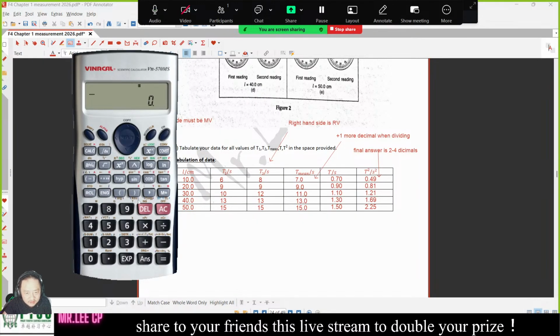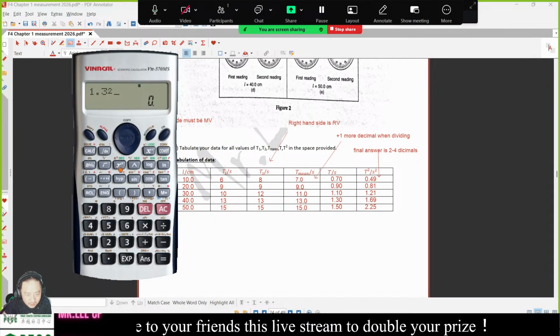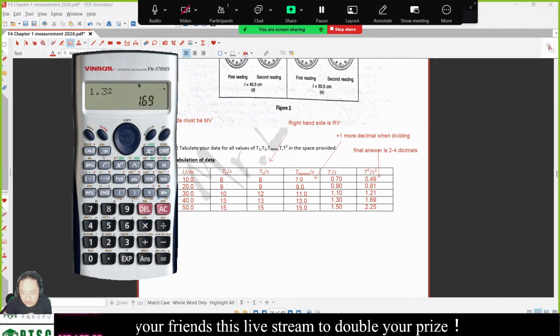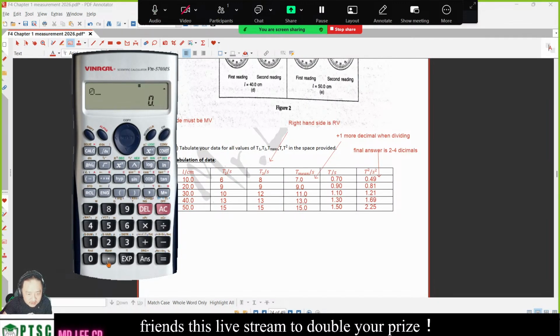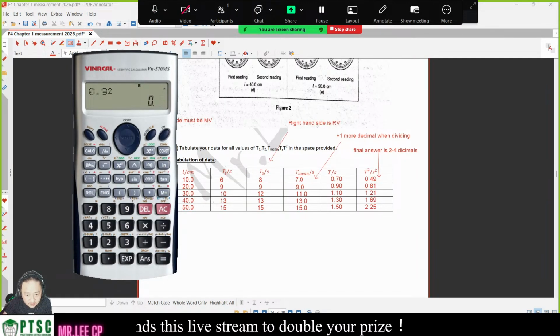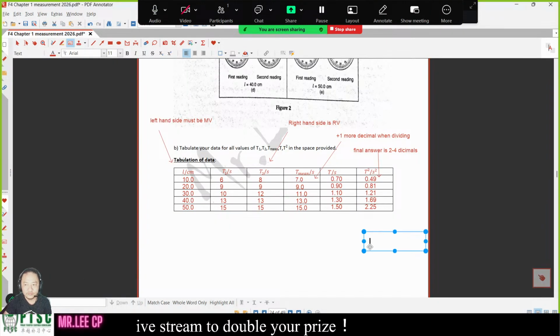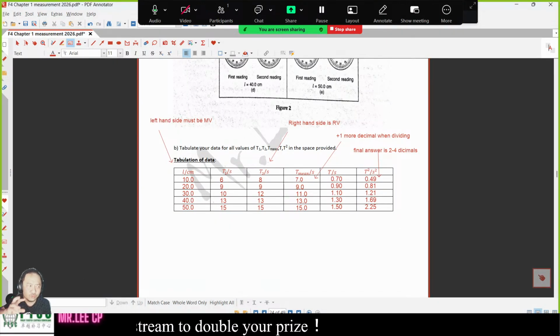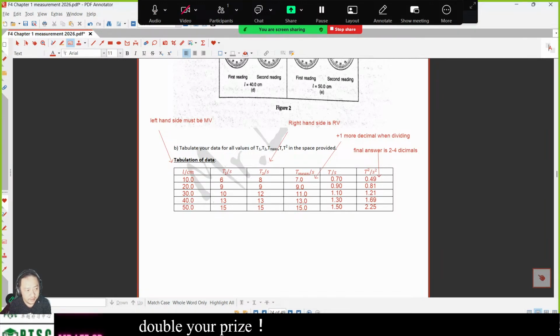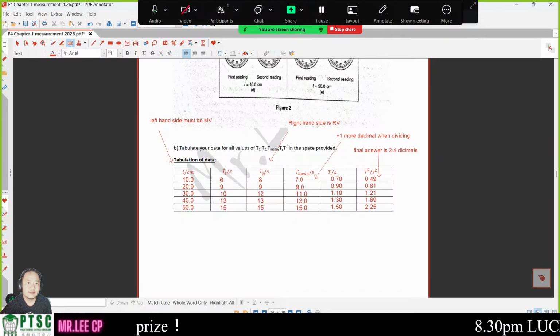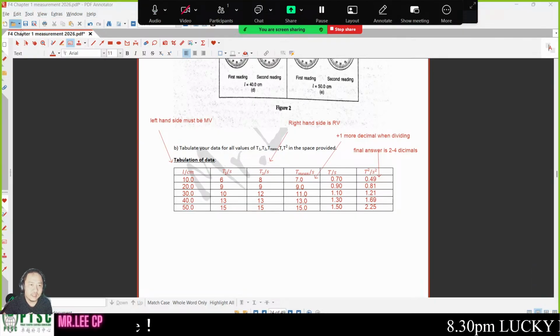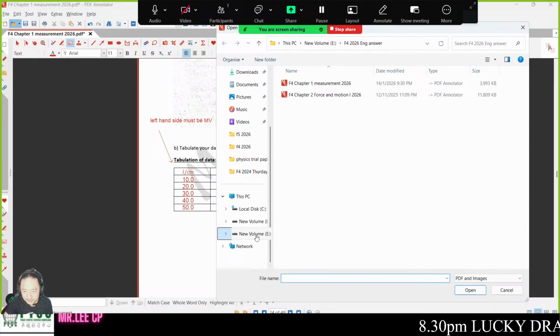1.3 square, 1.69. 0.9 square, 0.81. Okay. 1.21, 1.2 and so on. So final answer 2 to 4 decimal will be okay. Okay. Now this table, it will give you 3 to 5 marks. 3 to 5 marks. I go and find where the marking scheme is for you.